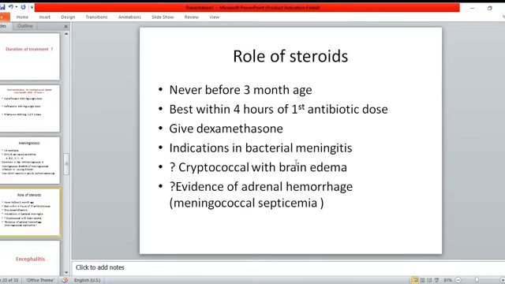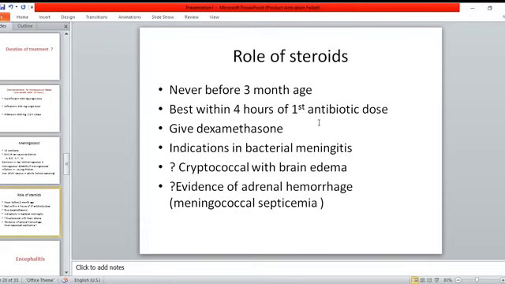In patients with evidence of cryptococcal meningitis, with a very high opening pressure and subacute presentation over weeks, a very low CSF glucose, maybe sixth nerve palsy, and evidence of brain edema, we give steroids also. If there is evidence of adrenal hemorrhage, or what we call Waterhouse-Friderichsen syndrome, in a patient with meningococcal septicemia, with a purpuric rash, vasculitis, shocked patient, hypotension, hypoglycemia, and hyponatremia, we give steroids to these patients.